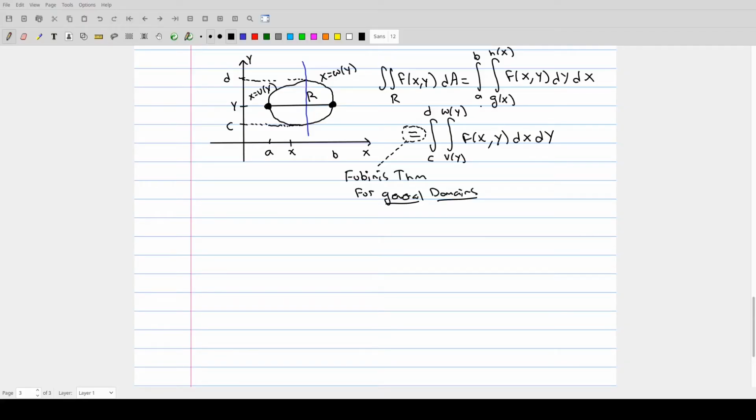So let's go through and do an example. We'll do the double integral, where y will go from 0 to 9, and then x goes from the curve x equals the square root of y to 3. And we'll integrate the function x plus y.